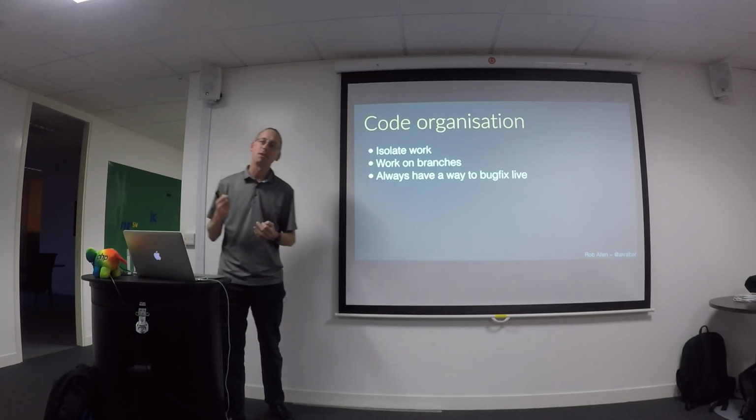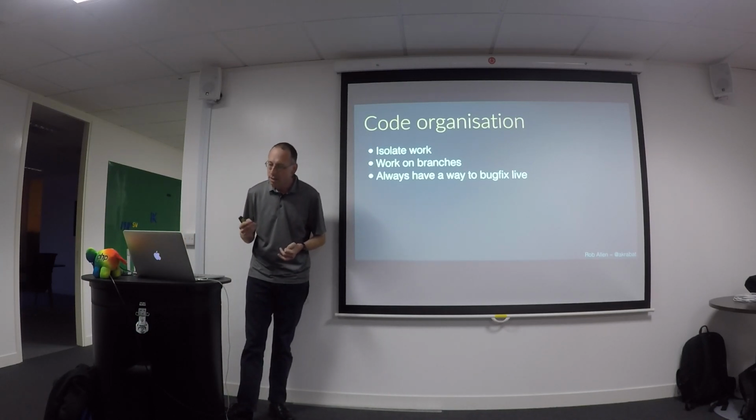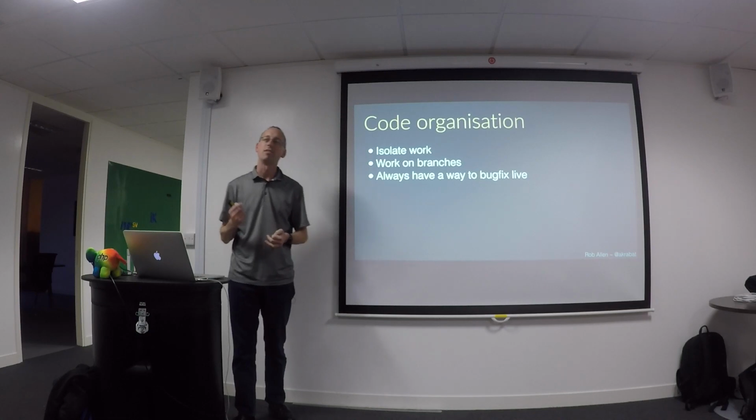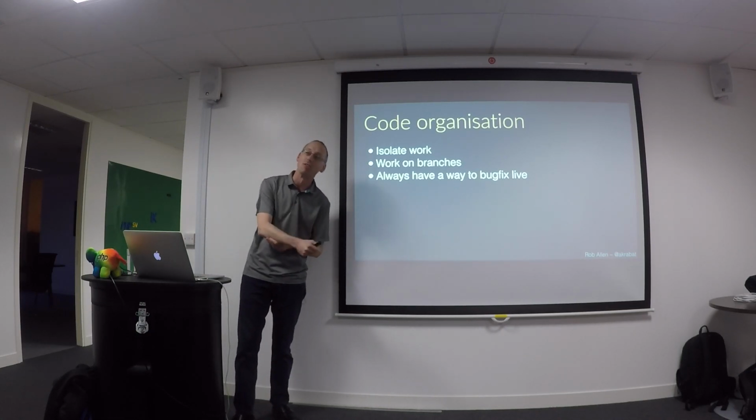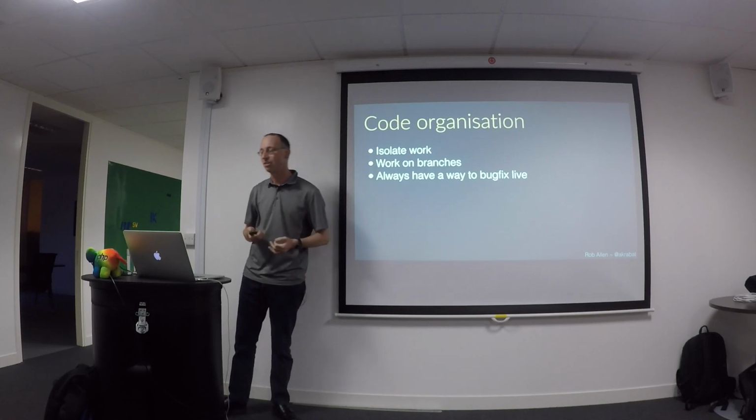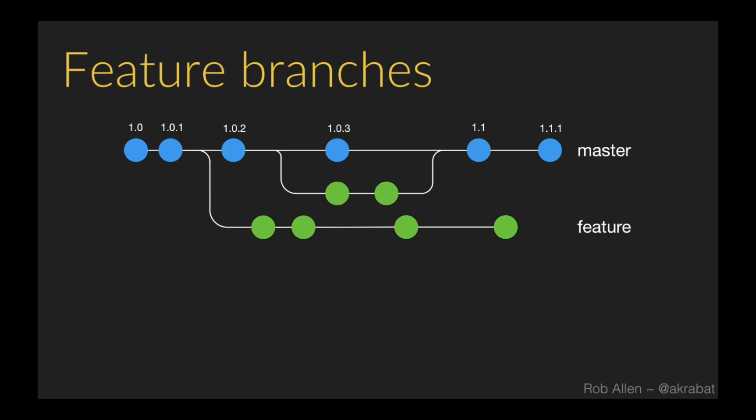And the key thing about version control, the key thing that you can do, is that you can always have a way to bug fix what is on live before you put it back on live. That's what branches give you. So you can organize your branches in many ways. This is one way to do it.